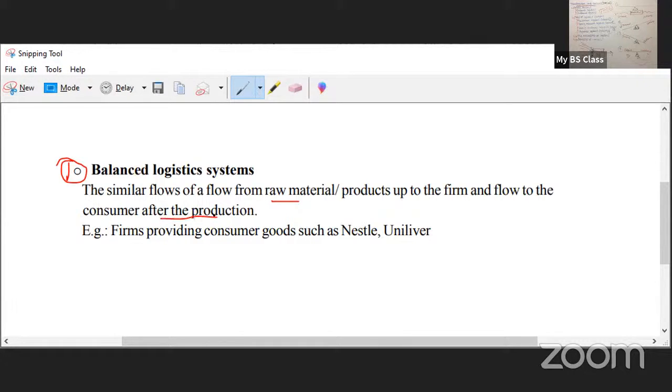Right? The inflow and the outflow, both are difficult, especially for consumer goods. Another example is FMCG goods. We need to write FMCG goods, because the meaning is fast moving consumer goods.